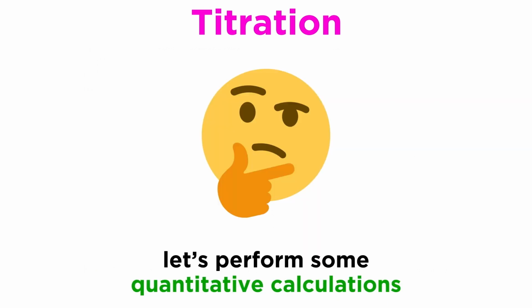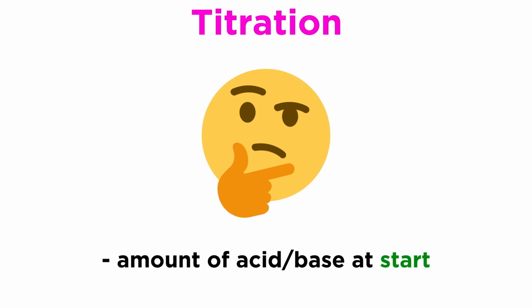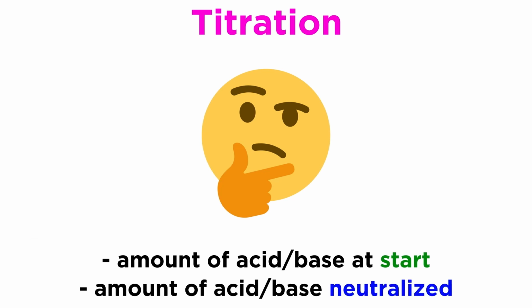Now that we know how pH varies during titration, it's time to learn how to do quantitative calculations regarding the pH of a solution at various points during a titration. These will essentially be stoichiometric calculations, because we will simply have to know how much acid or base we started with, also called the analyte, and how much was neutralized upon the addition of a certain volume of titrant. This allows us to calculate the amount of hydronium or hydroxide remaining in solution, and therefore the pH.